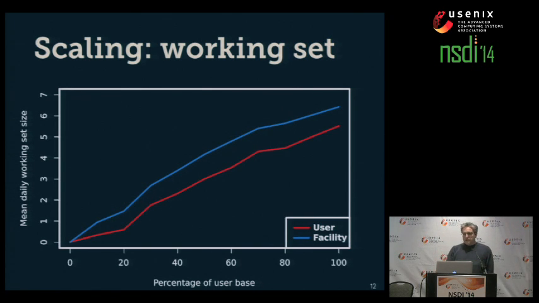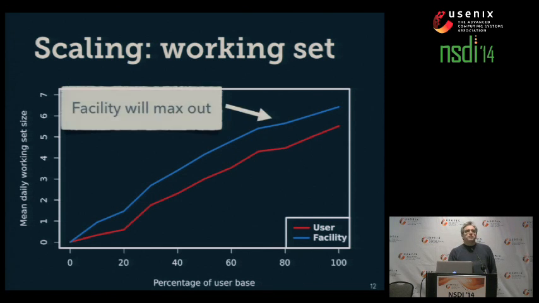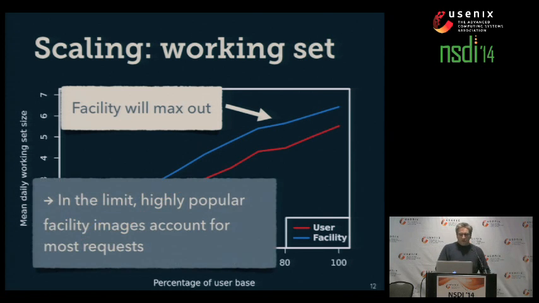But of course, remember that there are only so many facility images. So if we had a facility that was orders of magnitude larger than Emulab, this facility image curve is likely to max out at some point. And so what this implies is that as you scale to a very, very large facility, what you're likely to end up with is a daily working set that includes most or all of the facility-provided images, which are very popular, and then a very large, diverse set of user-provided images.